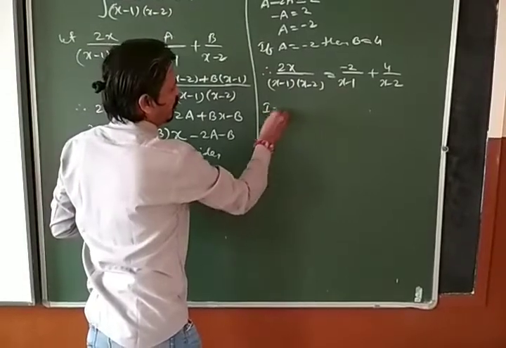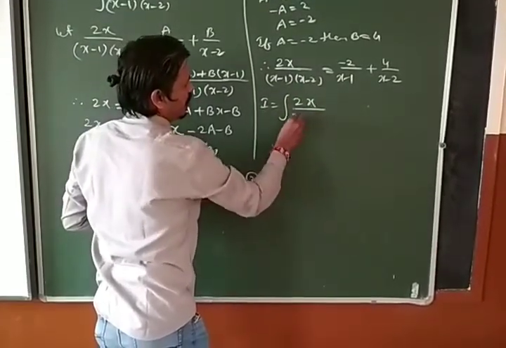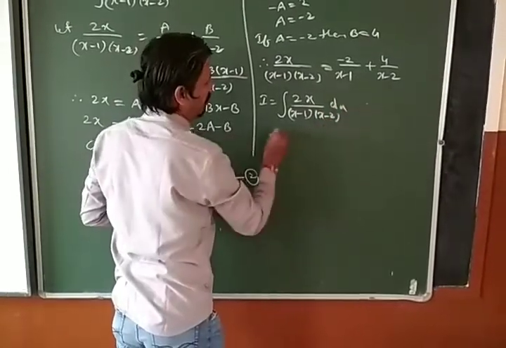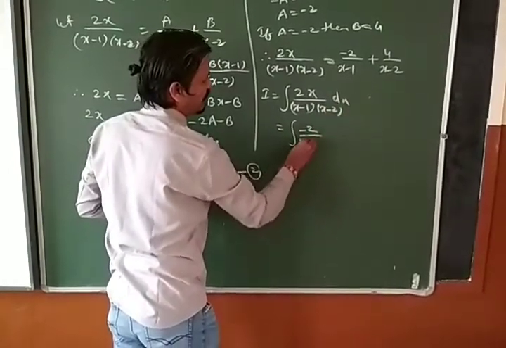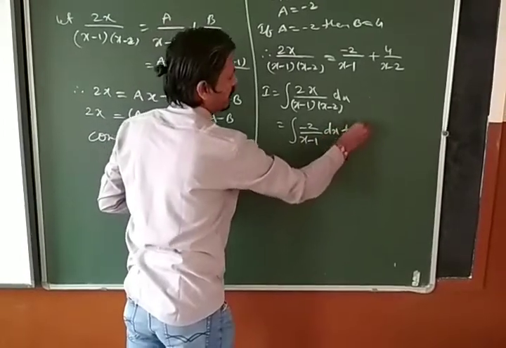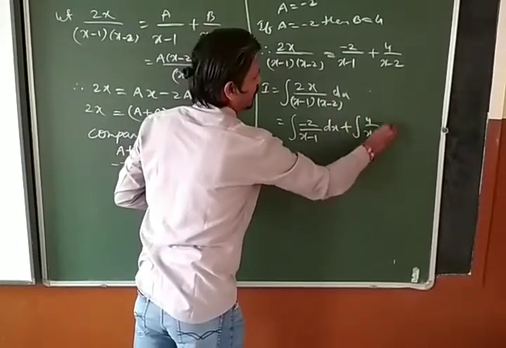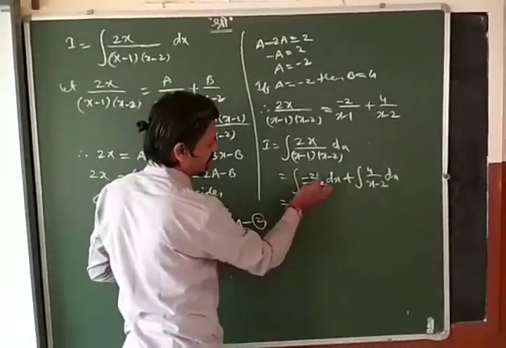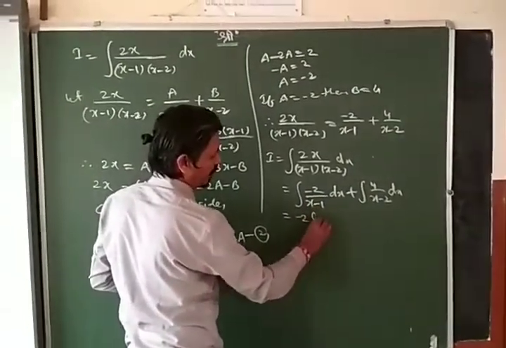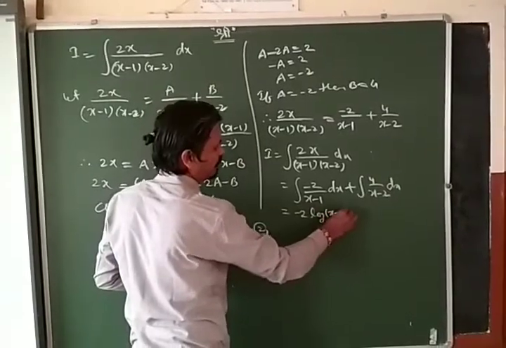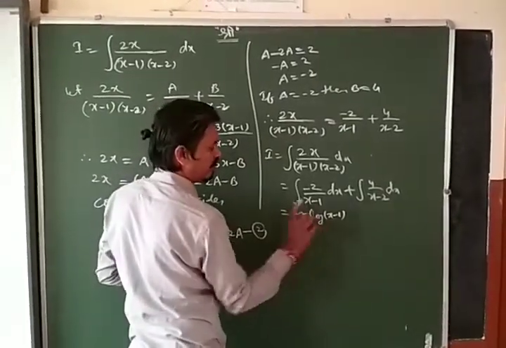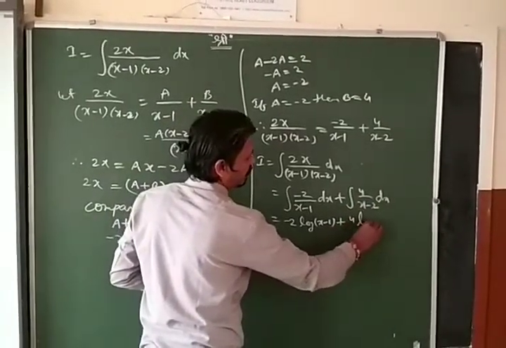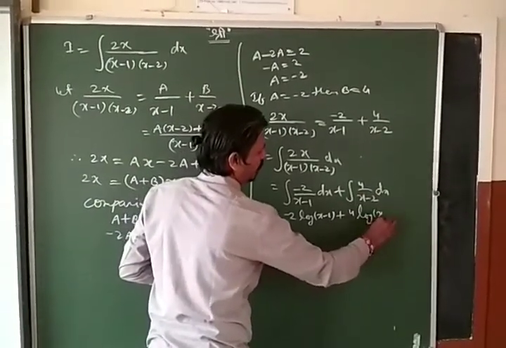Now the integration of 2x upon x minus 1 into x minus 2 will be the integration of minus 2 upon x minus 1 plus 4 upon x minus 2. So its integration will be minus 2 as it is, and the integration of 1 upon x minus 1 will be log of x minus 1, since the coefficient of x is 1, so the denominator is as it is, 1. Here, 4 into the integration of 1 upon x minus 2 will be log of x minus 2.